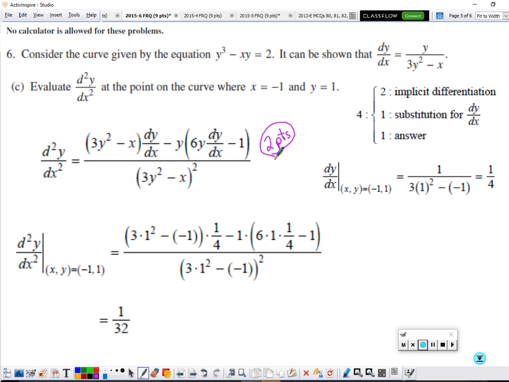So what I had to do is look over here. I remembered from part A that at this point, -1 and 1, the value of dy/dx at -1 and 1 turned out to be 1/4. So 1/4 takes the place of the dy/dx. Hey, look at me. It has never been this way. You've never plugged in a y value here ever.